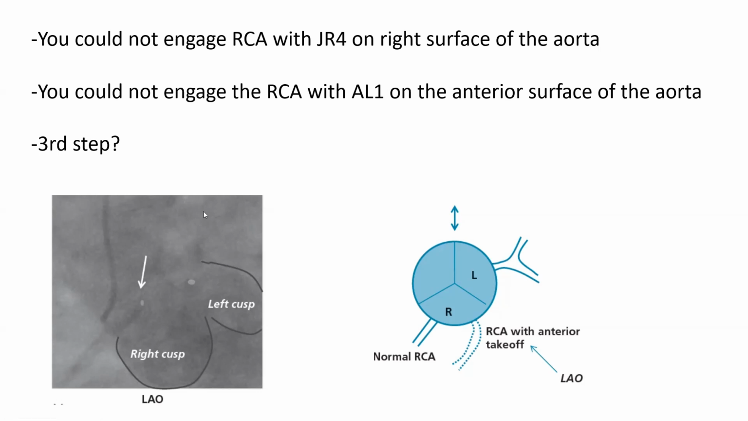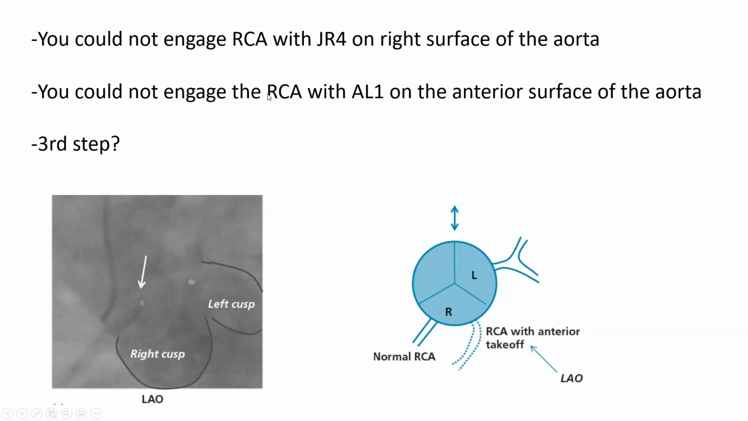So this is another case where you could not engage. This is a patient where we tried to engage the right coronary with a JR4, no success. It's a common case. I tell fellows when this happens, you should immediately think of an RCA that is not anomalous, that is arising from the right cusp, but anteriorly: an anterior RCA takeoff.